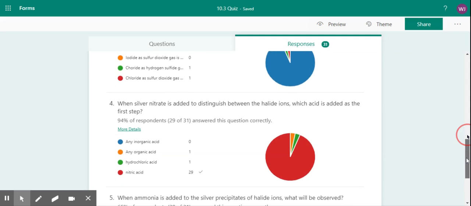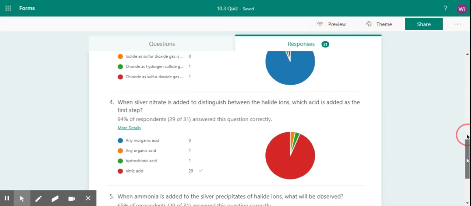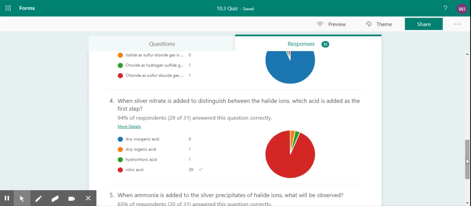Question 4, when silver nitrate is added to distinguish between the halide ions, which acid is added as the first step? Again, most of us got this right. The correct answer is nitric acid. It can't be hydrochloric acid because we're doing this test to distinguish between the halide ions. If we add hydrochloric acid, we're adding Cl- ions, so we're adding chloride ions, which would react with the silver nitrate to give silver chloride. So it would give us a false positive. It's important that it's not hydrochloric acid.